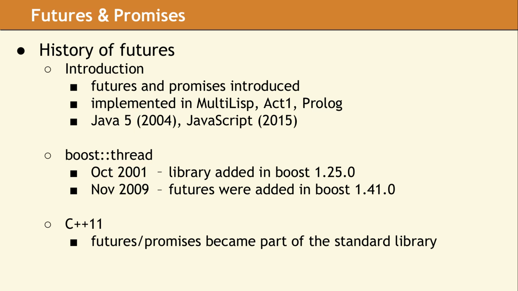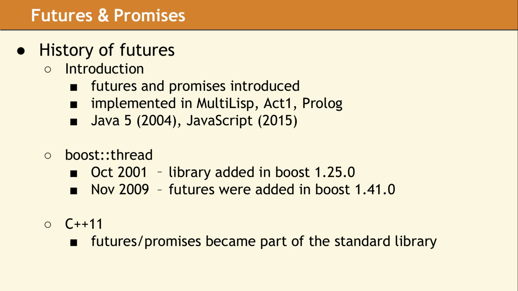Futures and promises were not widely known until early 2002, when Python introduced the notion of what they called deferred objects in a library called Twisted. In 2007, the Dojo deferred library added these concepts to JavaScript. The Boost library introduced one of the first thread libraries for C++ in 2001. It wasn't until 2009 that the Boost thread library added functionality to support futures and promises. With the release of C++ 11, futures and promises became part of the standard library.